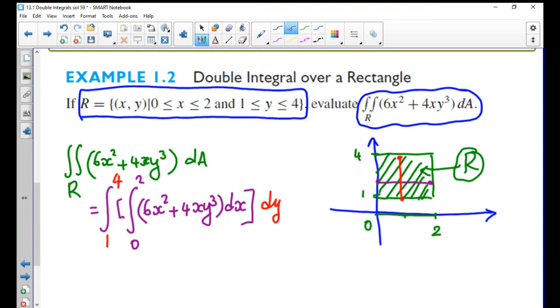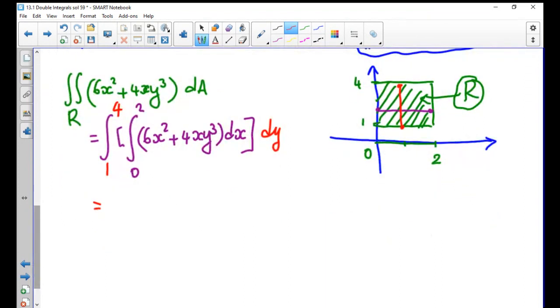So that's how we evaluate this kind of double integrals. First, with respect to x. By the way, I could do with respect to y first. That's also okay in this example. So now let me try to calculate this. So leave 1 to 4 like that.